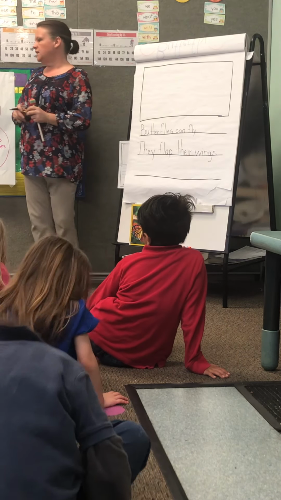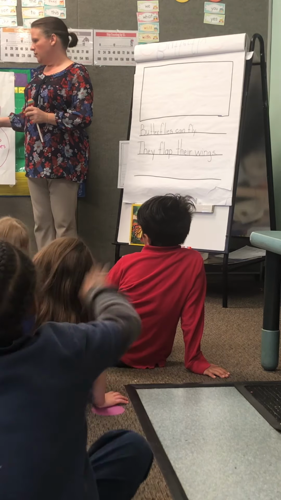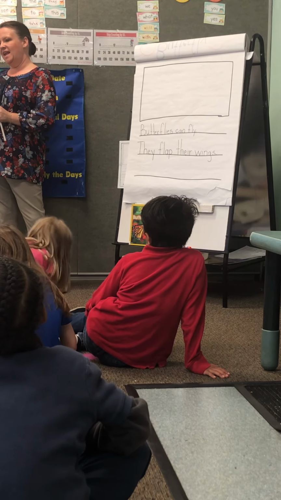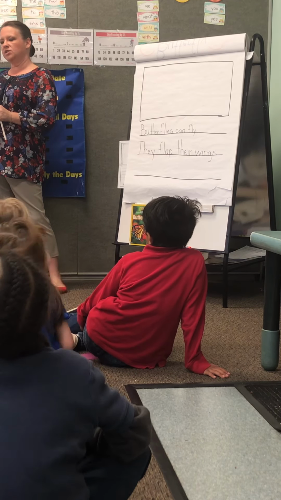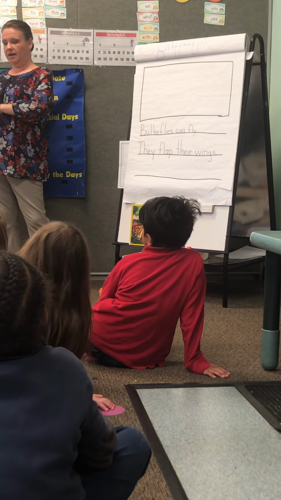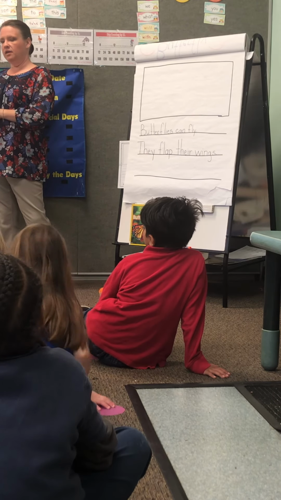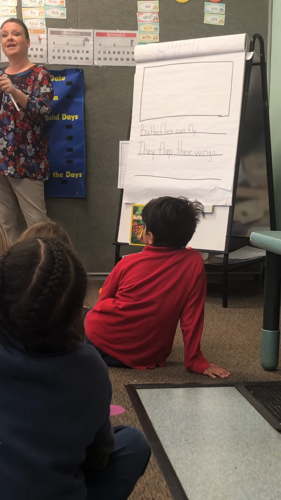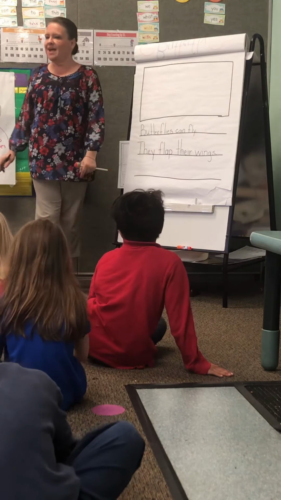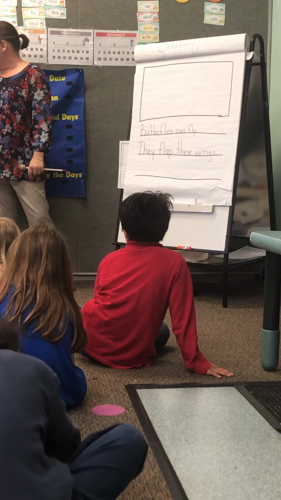They don't eat the leaves. They eat from the flowers. Aiden. The liquid from the flowers. Nectar. Very good. So let's write they eat nectar.